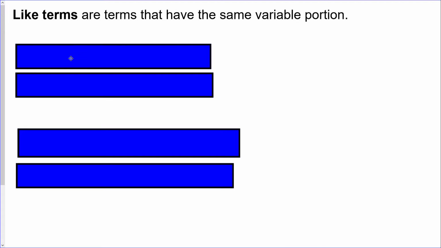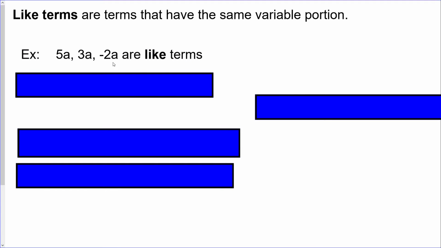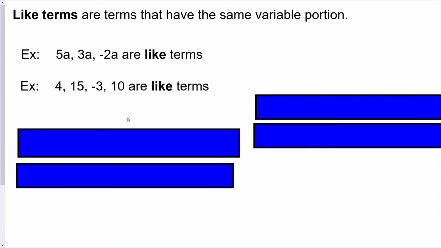We'll show a few examples here. So here are some things that are like terms. 5a, 3a, negative 2a are like terms. They all have the same variable portion, which is the a. The coefficient in front, the number in front, does not matter as far as like terms go. Similarly, 4, 15, negative 3, and 10 are also all like terms in that they don't have a variable portion. They are just numbers.